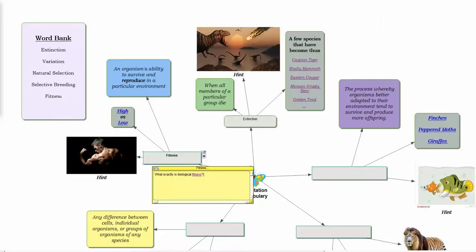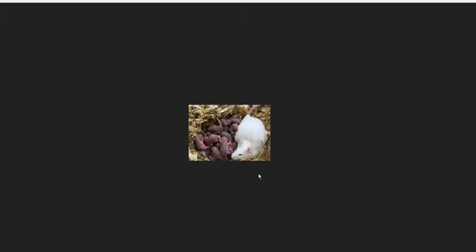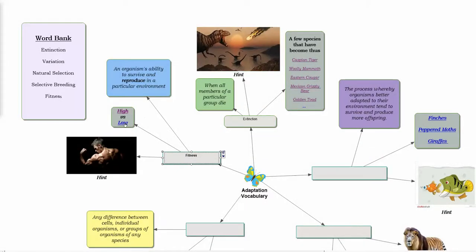I think that's pretty clear, but there are examples here to help the person filling out the map figure out where the definition goes beyond just the hint, the picture hint. So for instance here, high fitness versus low fitness. There's the definition, but what does high fitness look like? It's this litter of rats. And what does low fitness look like? Now we have one child in this picture.